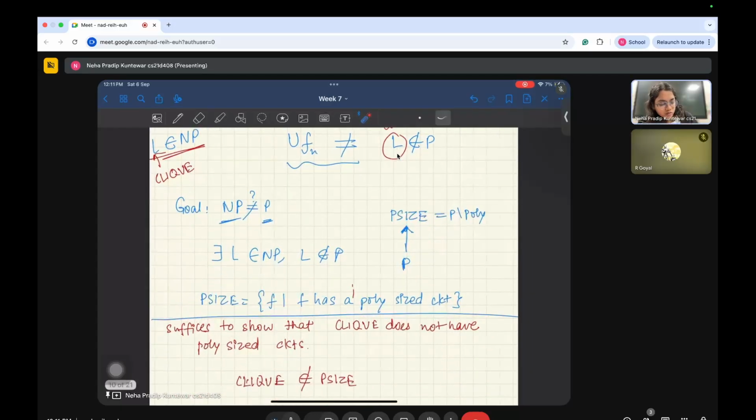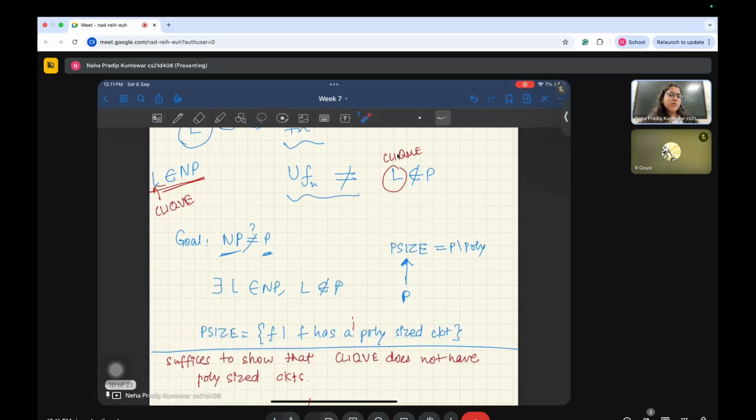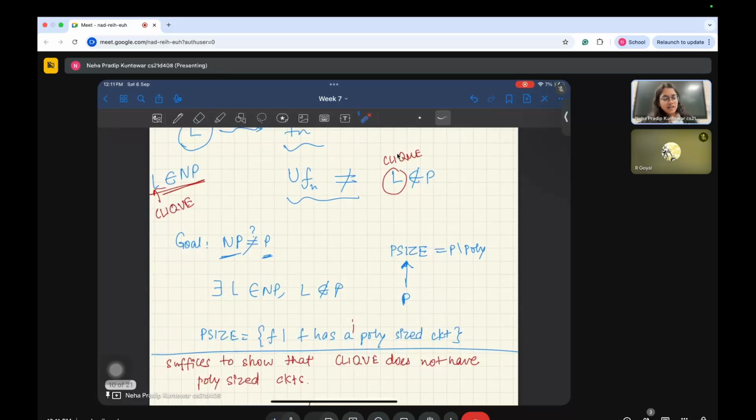So basically, this problem boils down to saying that this particular function, which is explicit, you know what the function is, it's the clique function, does not have polynomial size circuits. If we could show that clique does not have polynomial size circuits, then there is a language which is in NP, but it is not in P/poly. And because it is not in P/poly, it cannot be in P, because P is a subset of P/poly.